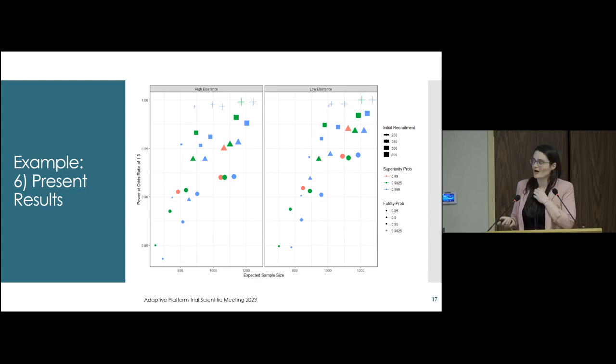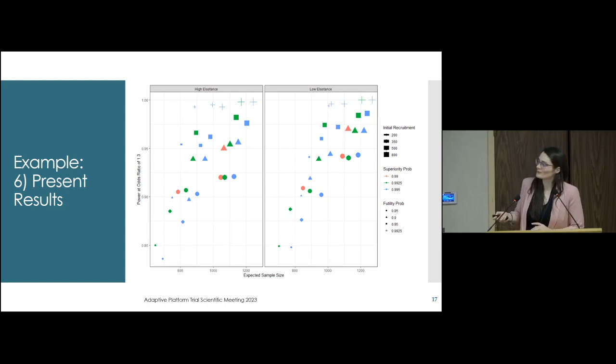So this is the 128 design scenarios. These are the results trying to pick the best design for our trial. And just to orientate yourself on these plots, on the x-axis, we have the expected sample size of the trial. And on the y-axis, we have the power. So if you're thinking about your traditional way of designing trials, we really want to be here. We want to have really high power and really low expected sample size.